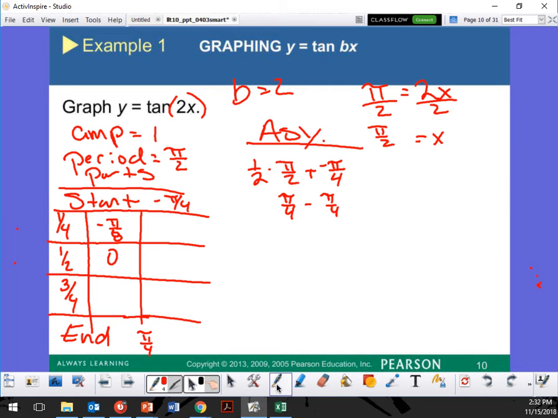Where's my next one? 3 over 4 times pi over 2, and it's going to be plus the negative pi over 4, right? So it's 3 pi over 8 minus. The common denominator has got to be 8, so times 2 on both. 2 pi over 8, which gives me 1 pi over 8.